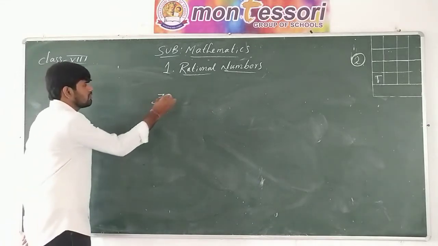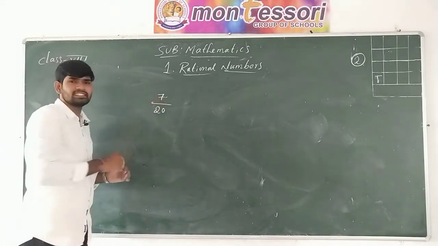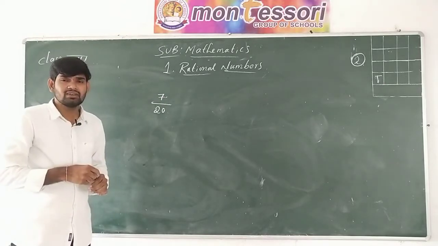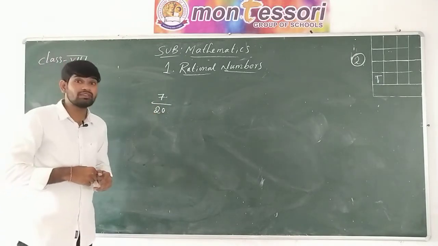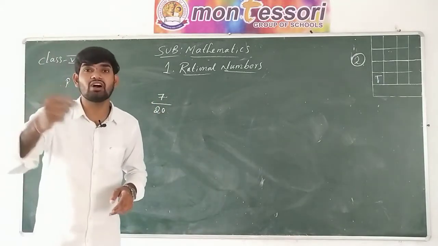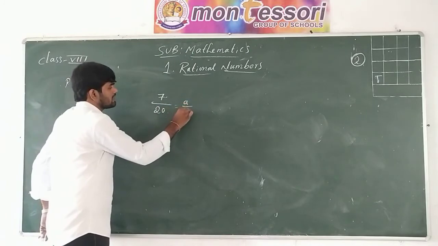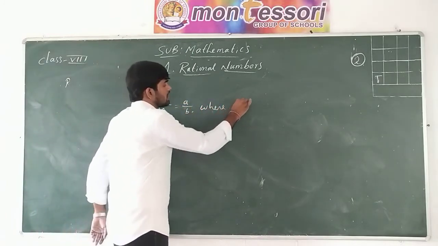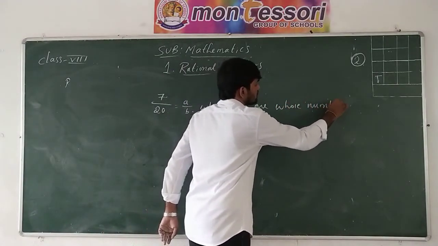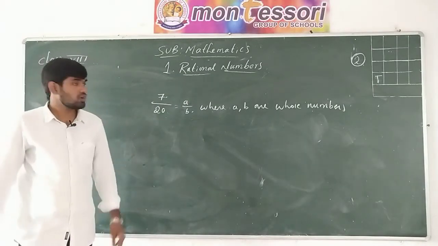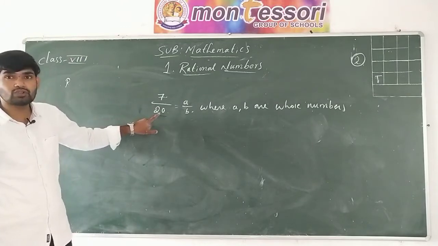How? Now look here. 7 is an integer. 20 is an integer. So both of these are integers. How will you say it is a fraction? A fraction is in the form of a by b, where a and b are whole numbers. But here both are integers. But we know that all whole numbers are part of the integers. Here it is in the form of a by b, where a and b are whole numbers, and the denominator is not equal to 0. So we can say it is a fraction.